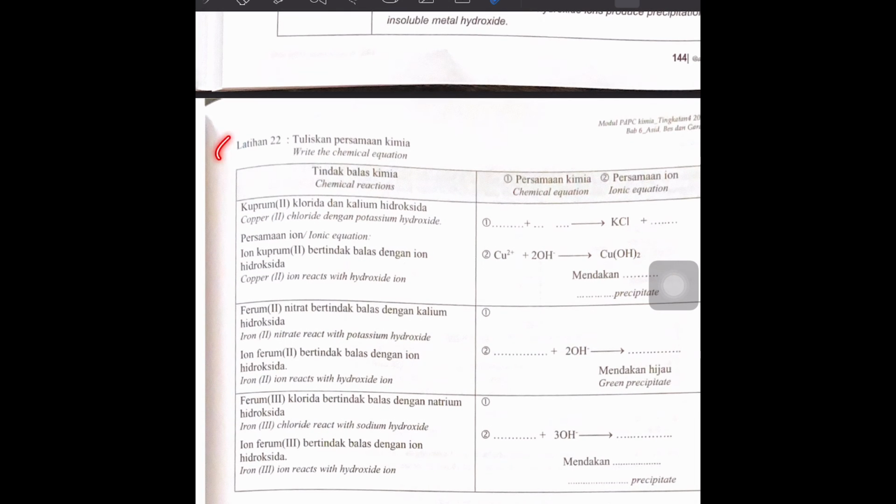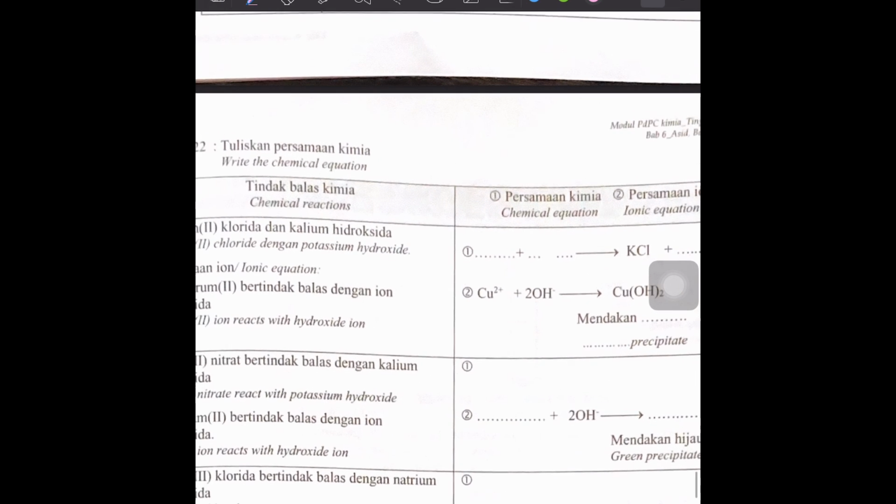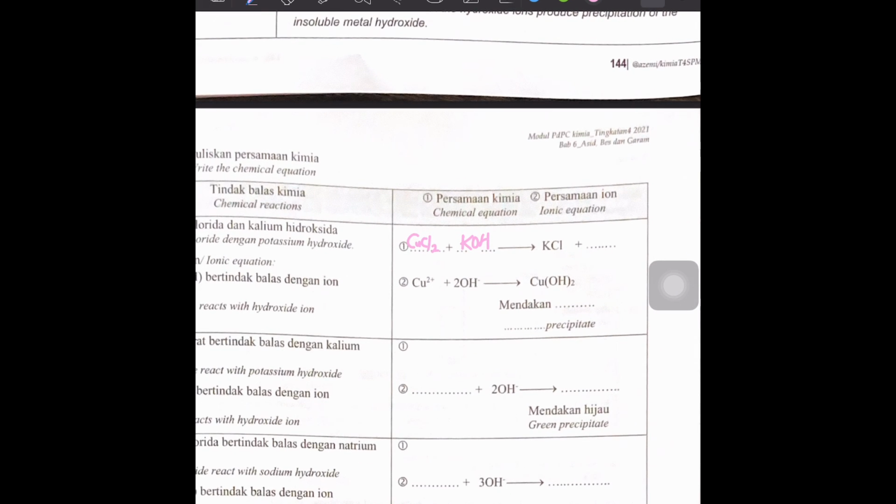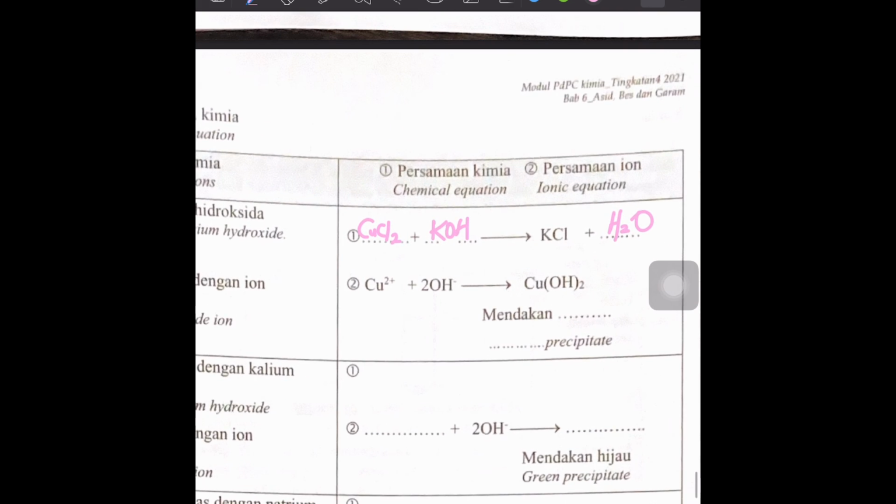Okay, look at this exercise. Copper chloride and potassium hydroxide. Tulis dulu persamaan kimia dia. So how to do this? Copper chloride, CuCl2, and potassium hydroxide. Potassium hydroxide react will form salt and also water, kan? Salt and also water. So, apa yang terjadi? Look at this one.